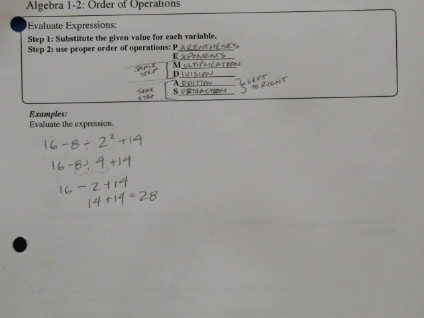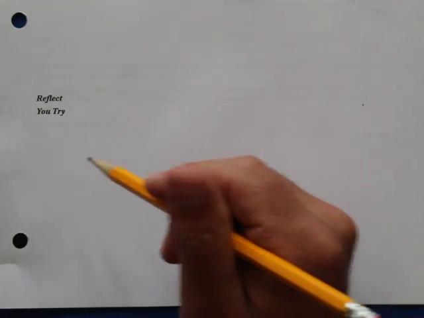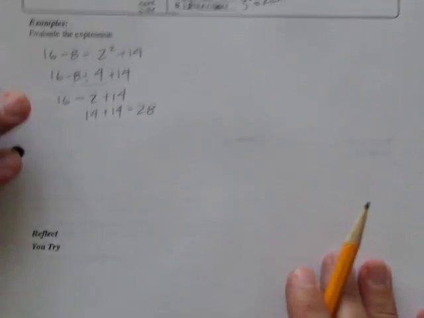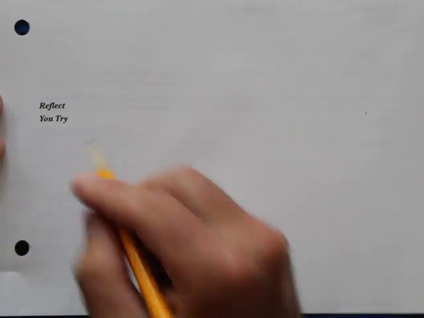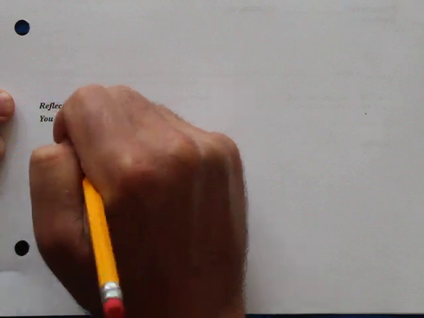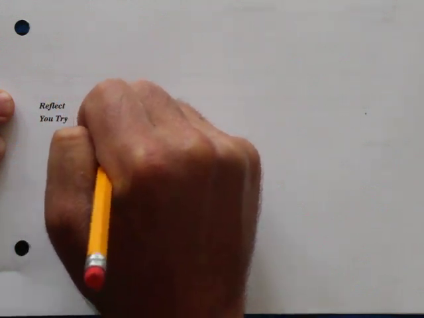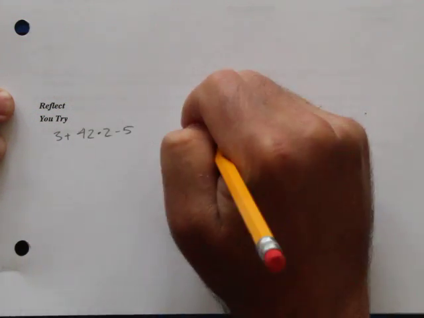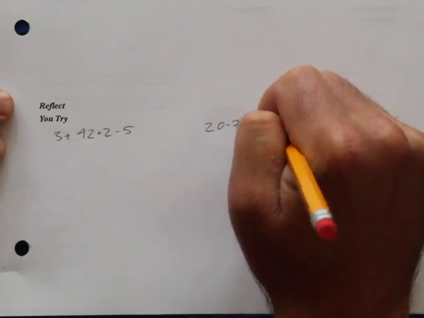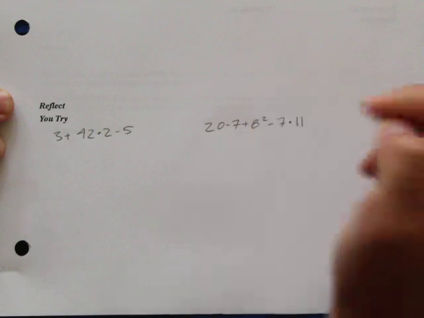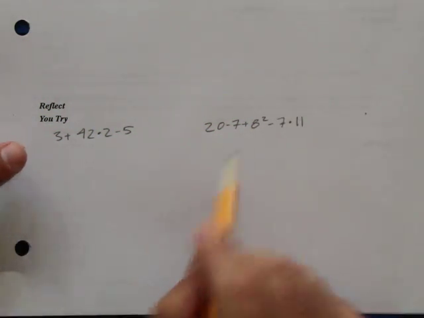So now let's do a couple "you tries" together down here at the bottom. So you guys are going to do these. I'm going to write these down. There are 2 of them. Follow PEMDAS. Notice how it says PEMDAS here, P-E-M-D-A-S, PEMDAS. So follow PEMDAS as you evaluate these expressions. So you try 3 plus 4 squared times 2 minus 5, and 20 minus 7 plus 8 squared minus 7 times 11. Okay, so pause and get to work on these 2 expressions.